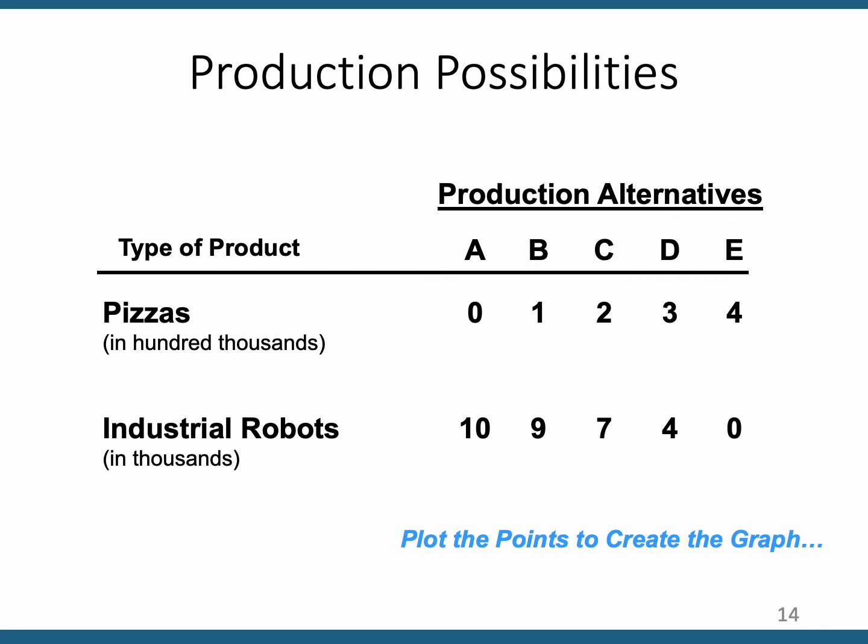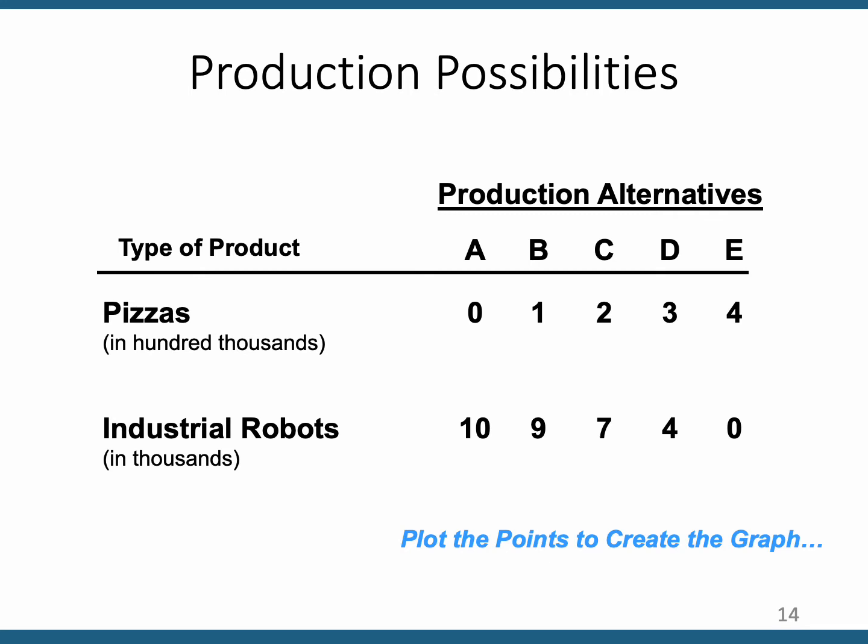All right, so let's see what we can learn from this. Again, this is data that, let's say, has been collected, and this is what it looks like. And it sort of defines the possibilities for us if we want to produce different combinations of pizzas and robots. Here's what is possible given that our labor force is fixed in size. All right, well, let's use the simplest example. Let's look at point A. Now, point A, it looks like we're not producing any pizzas. We're producing only robots.